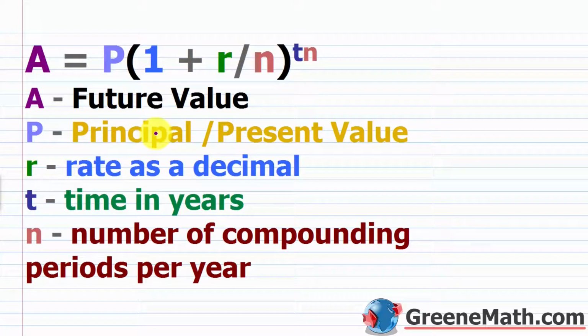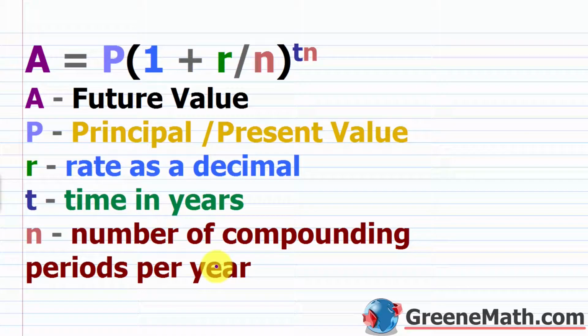P is the principal, or you could say the present value. It's how much the investment is worth right now today. How much am I putting into the bank or the CD or whatever it is. And then R is the rate as a decimal. So if you have 10%, it's 0.1, 5% is 0.05, so on and so forth. T is the time in years. That's really straightforward. And then N is the number of compounding periods per year.